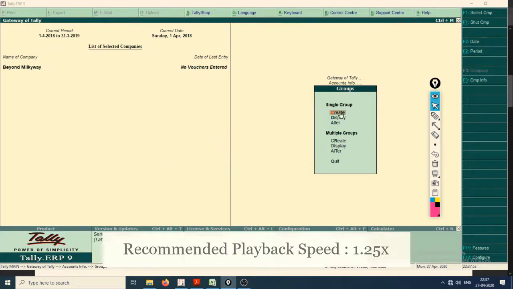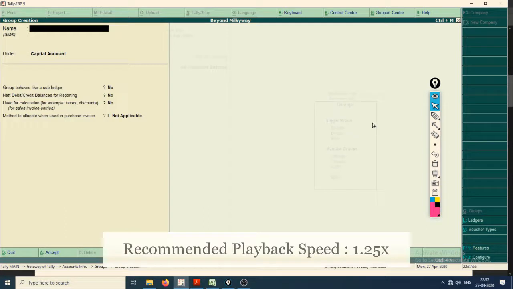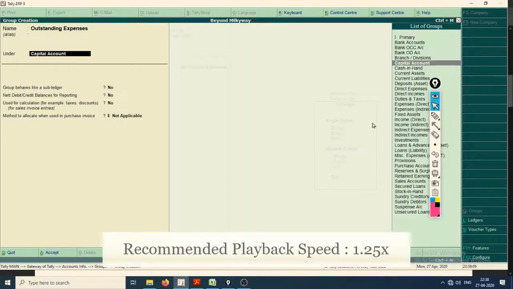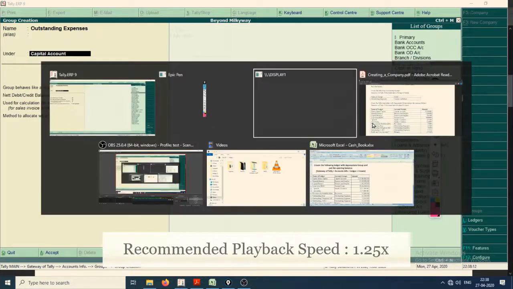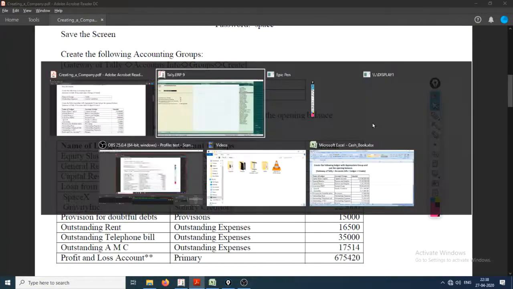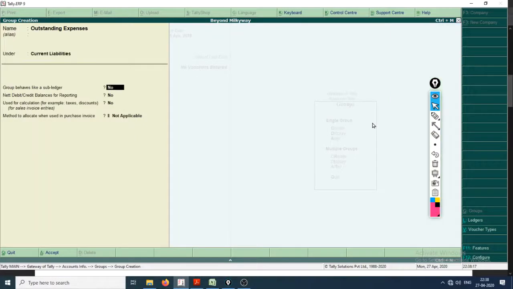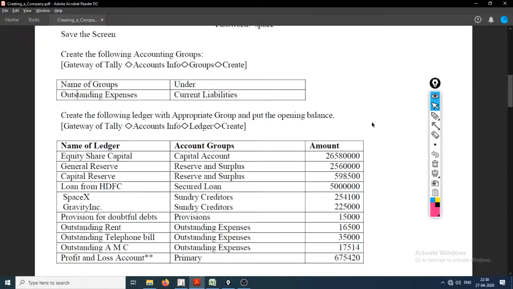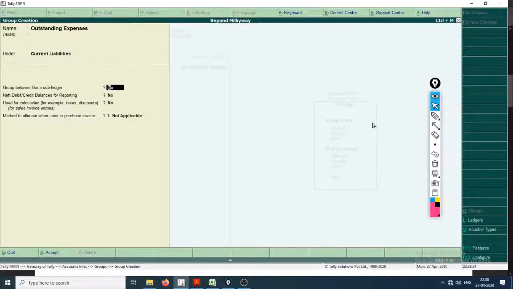So let's start with creating the group. Create, and the name of the group was outstanding expenses. Okay, and yeah, no alias. Under the head current liabilities, right? Current liabilities, yes. Hence current liabilities. Groups behave like subledger. Okay, no other details are given. So yes, choose this. Okay.